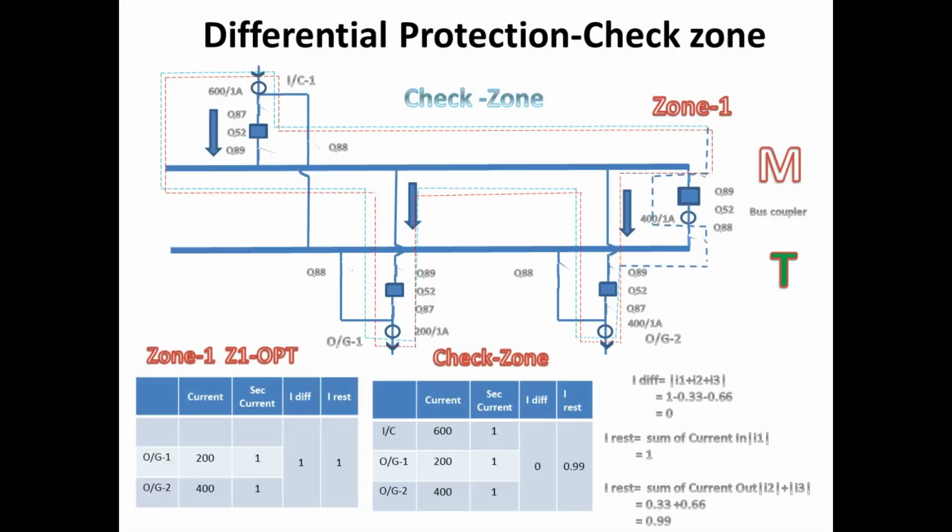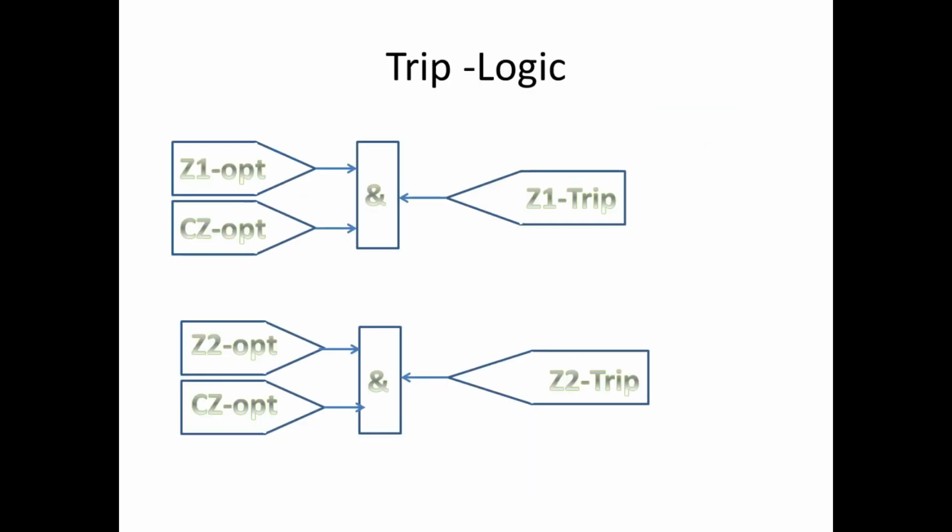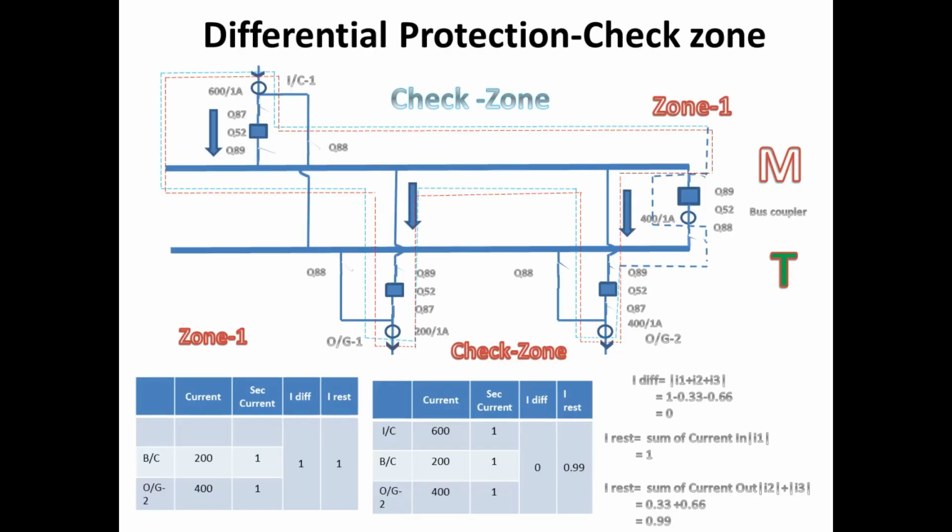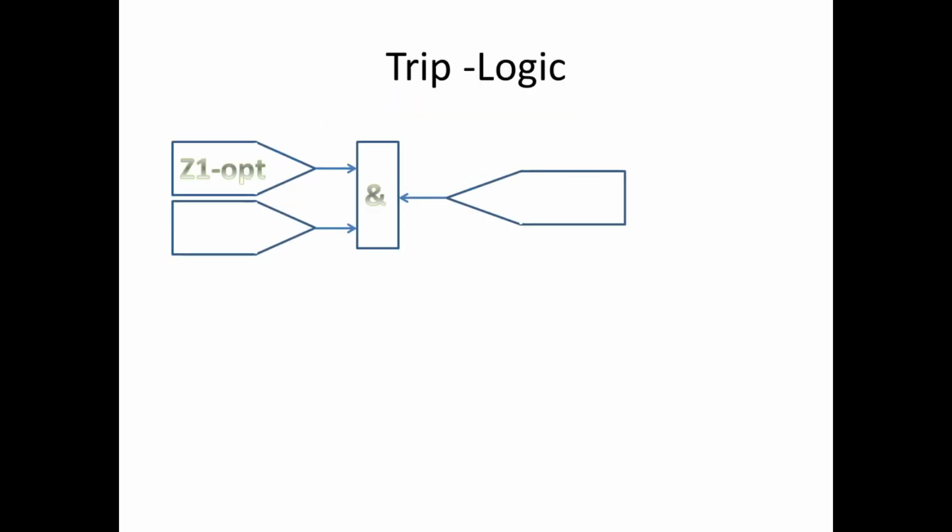Now it will go for one logic: zone 1 should operate and check zone also should operate, then only will the zone trip. Right now in this condition, zone 1 is operated but the check zone differential is 0, so only zone 1 is picked up, check zone is not picked up, so no tripping in this condition. So this avoids unwanted tripping. For this reason only we go for check zone.